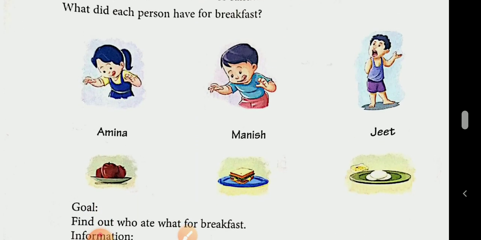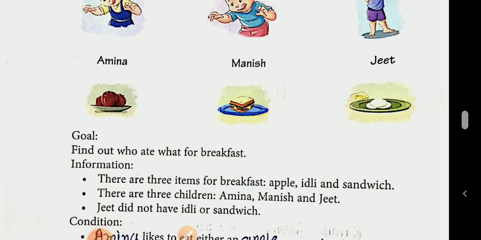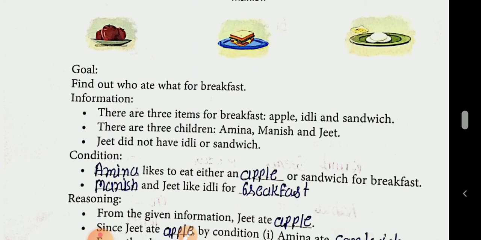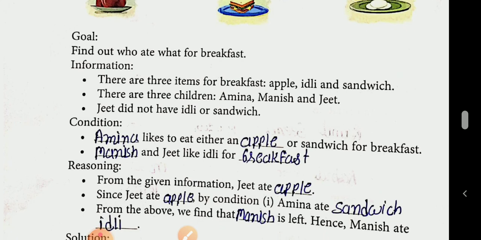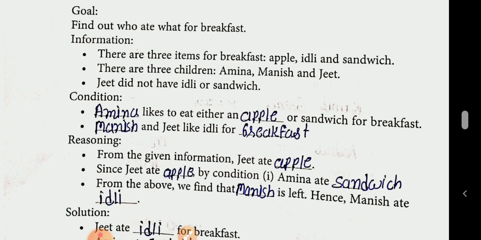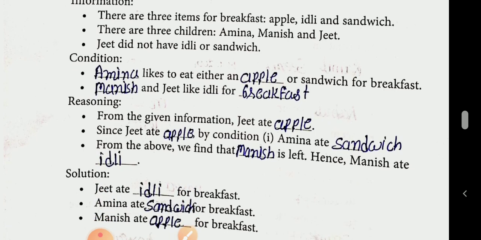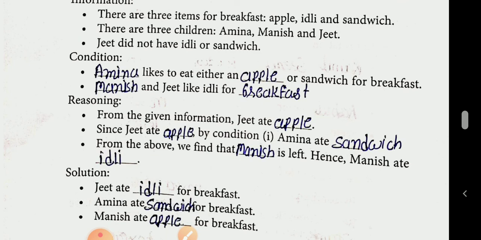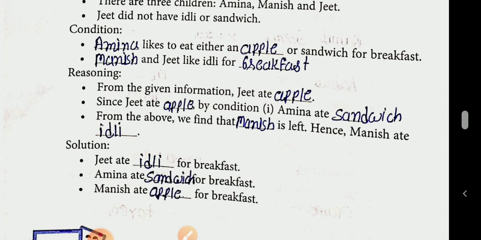So here, what did each person have for breakfast? Your goal is to find out who ate what for breakfast. Here your information is there are three items for breakfast: apple, idli, and sandwich. There are three children: Amina, Manish, and Jeet. Jeet did not have idli or sandwich. So here your condition: Amina likes to eat either an apple or sandwich for breakfast. Manish and Jeet like idli for breakfast.